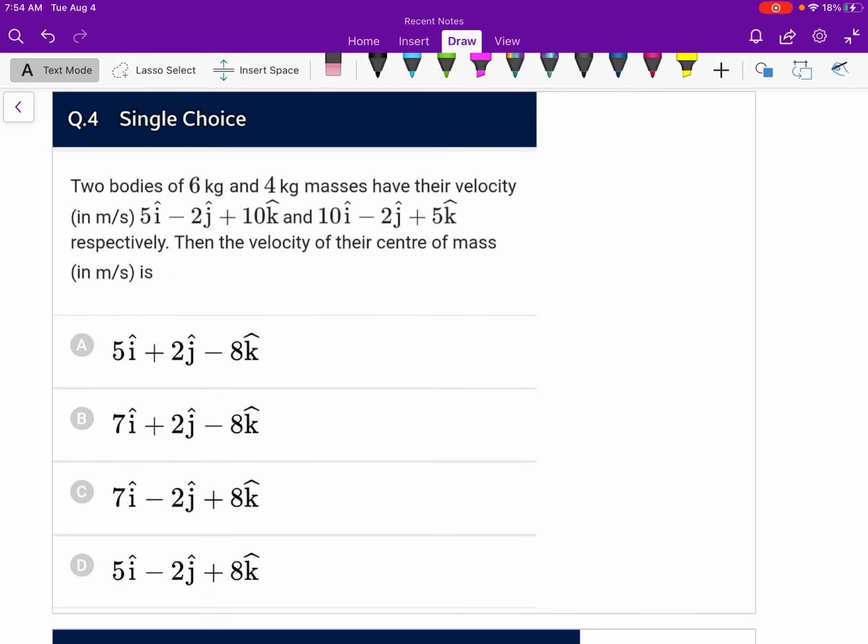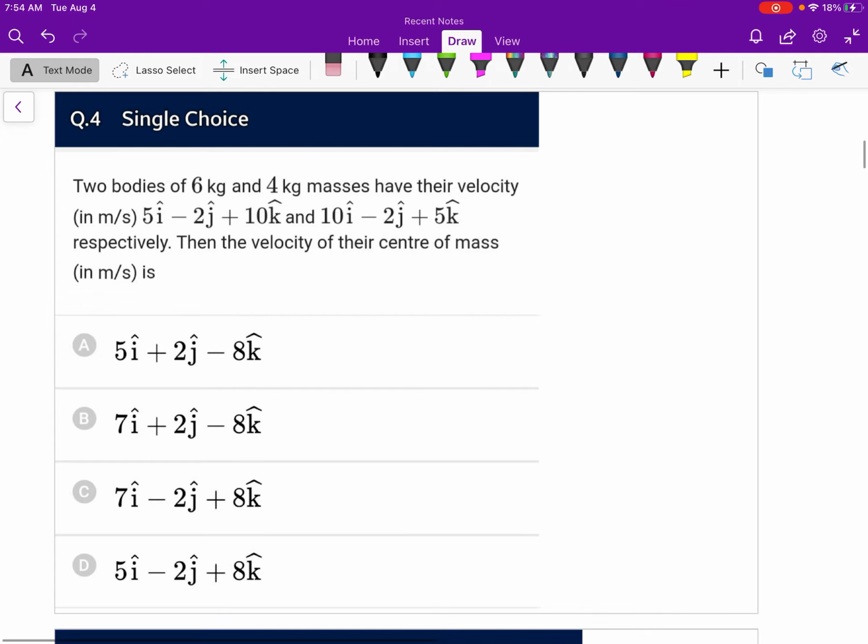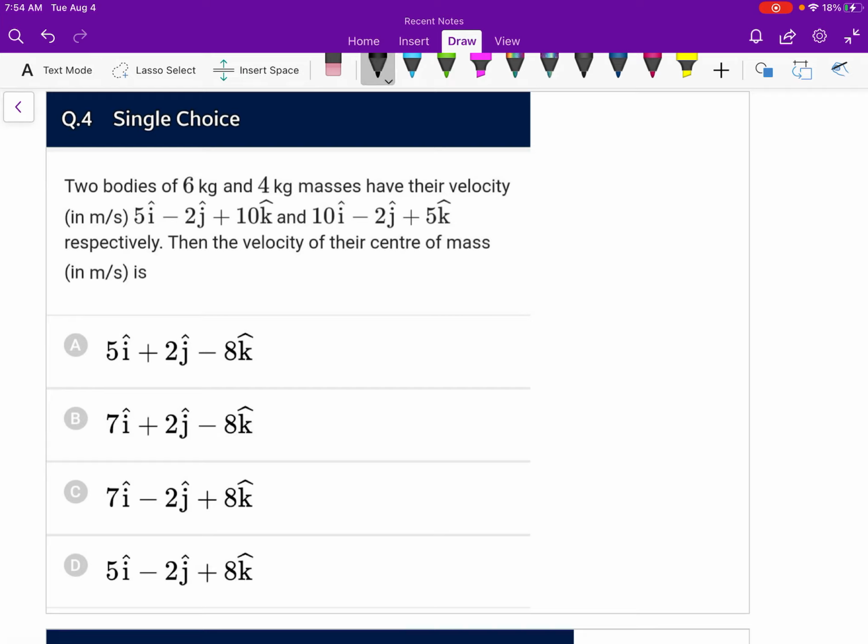Two bodies have this, then the velocity of their center of mass. So we can calculate RCM vector is m1 r1 vector plus m2 r2 vector upon total mass. So in this manner we will calculate, by substituting the data we can calculate velocity of center of mass.